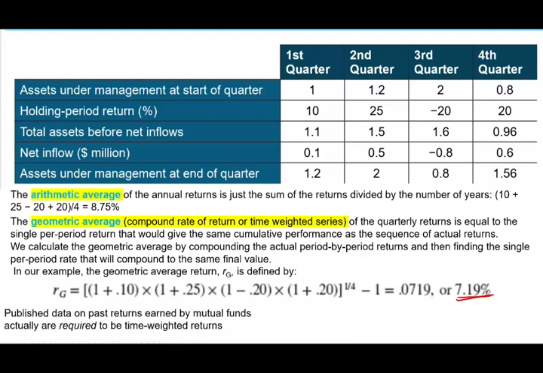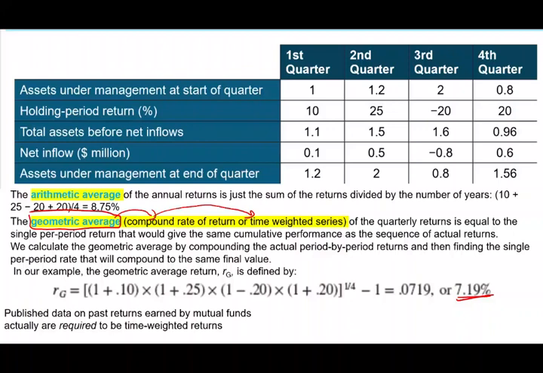And by the way, mutual funds have to show you the geometric average. Just be careful. They may call it geometric average. They may call it the compound rate of return. Or they might call it the time-weighted series. But the point is, they cannot use the arithmetic. They use the geometric. And just FYI, the geometric, from a mathematical perspective, would always be lower than the arithmetic, equal or lower. It can never be higher. So if you perform the geometric and you find out it's higher than the arithmetic, you made a mistake.